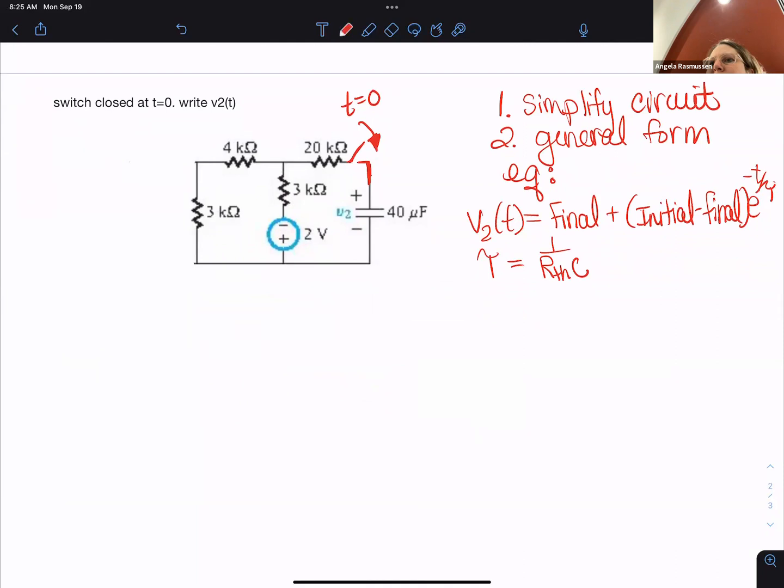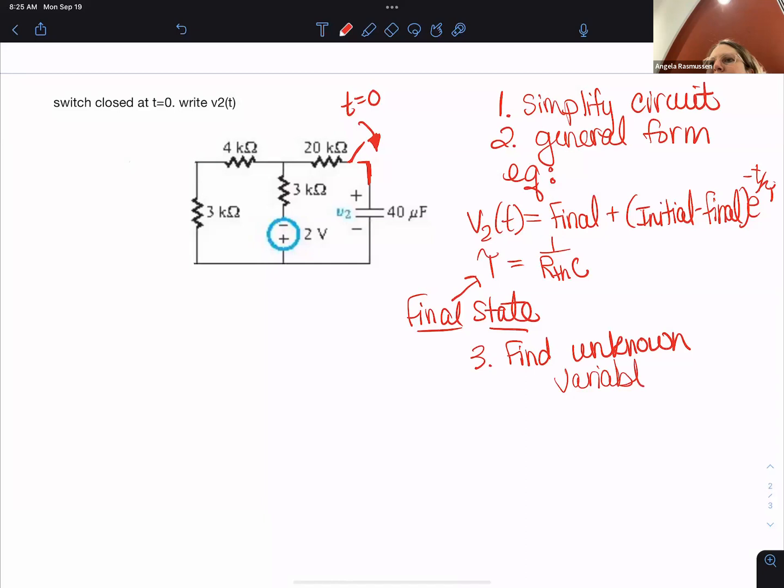What are some, how do you solve when the circuit's at infinity or initial? Final, always final. Yep, final state. Good question. So always remember for tau or alpha, all of those are going to be the final position. So from here, find unknown variables. In this case, initial, final, and tau.